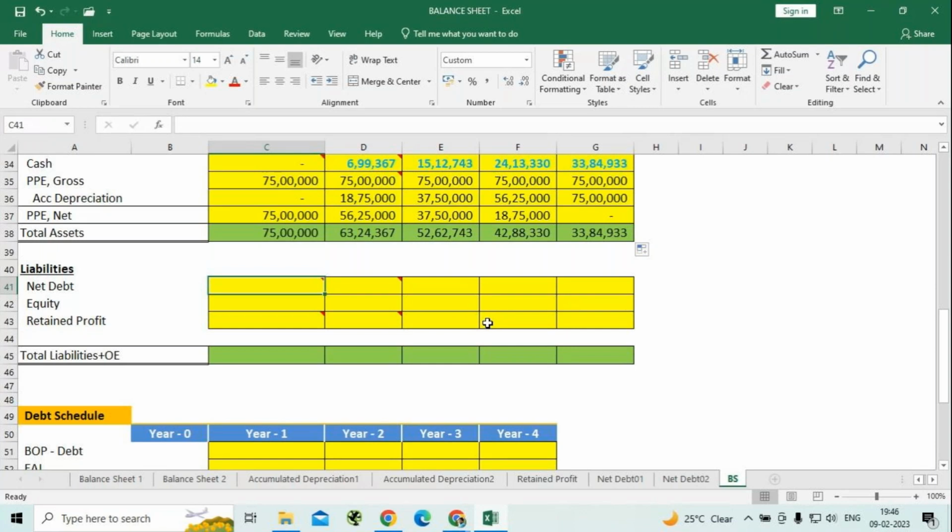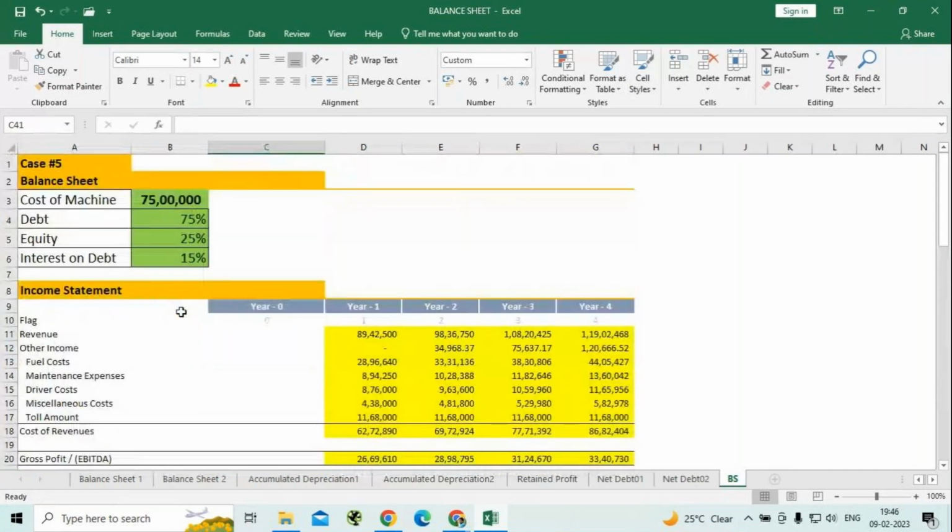So what is the net debt? Here we have to see that the cost of the machine is 75 lakhs. Suppose I had brought the money directly into the business in the form of equity, that is share capital. If I brought it in the form of cash, it would have been shown as capital or owner's equity of 75 lakhs.